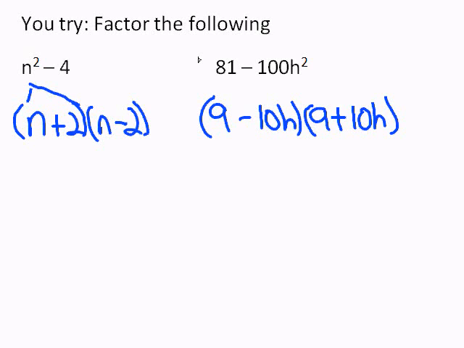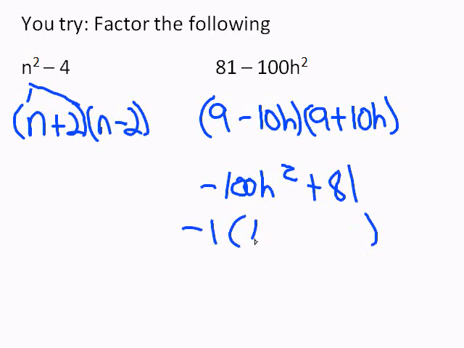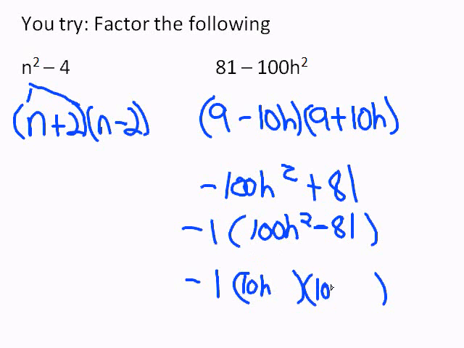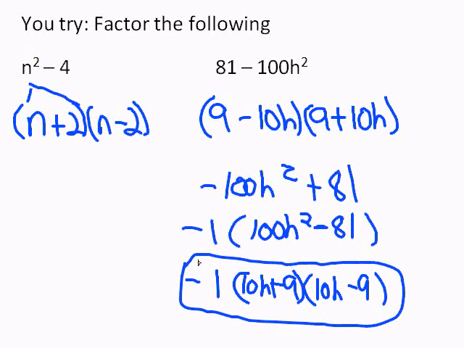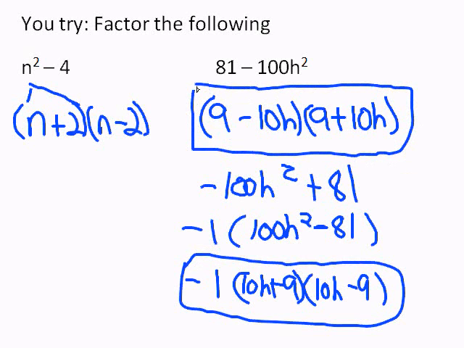Depending on the expectations, you may not have wanted to factor it that way. There is another way to factor it. It requires a little bit more work, and let me show you that real quick. We can change the order of 81 minus 100h squared to make it negative 100h squared plus 81. And then we can factor a negative 1 out of that term, giving us negative 1 times 100h squared minus 81. Then we can go and factor it further by factoring the 100h squared into 10h and 10h, and the negative 81 into plus 9 and minus 9. Either one of those answers is acceptable to me.